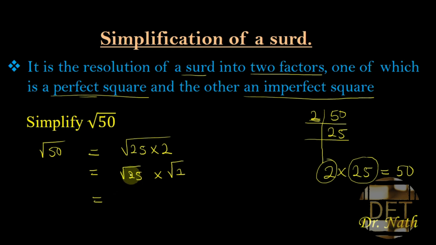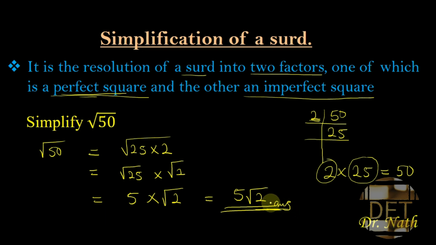So 25 is a perfect square, 2 is an imperfect square. The square root of 25 is 5, times, 2 does not have a square root, so it's an imperfect square. So this would be square root of 2. So 5 times square root of 2 is equal to 5 root 2. So this is the simplified form of the square root of 50. So this is our answer.